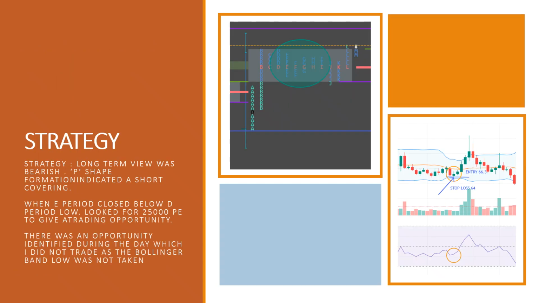Seeing that, as per my Bollinger Band strategy, there was no trade setup formed for the day, so I did not take a trade. But coming home and analyzing, there could have been a good option if we had entered in that red candle, which closed almost touching the Bollinger Band low, and the green candle formation was there. I could have taken a trade. But as the setup was not formed, I did not take a trade.